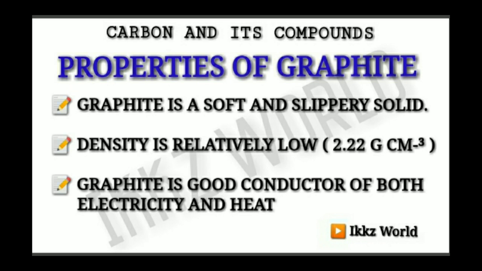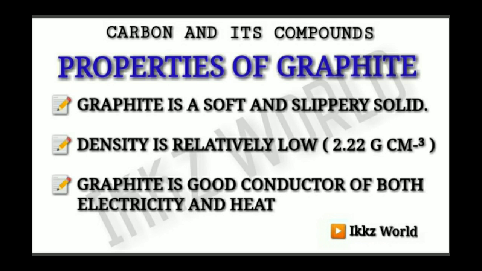Properties of graphite. Graphite is a soft, slippery substance. It's very soft. The softness of graphite is because various layers in graphite are held together by weak van der Waals force of attraction. Therefore, these layers can easily slide over one another. This makes graphite soft. And the density of graphite is relatively much lower than that of diamond. The density of graphite is 2.22 grams per cubic centimeter. This low density in graphite is because of wide spacing between the layers and less closely packed atoms.